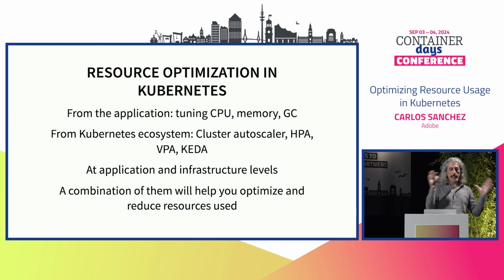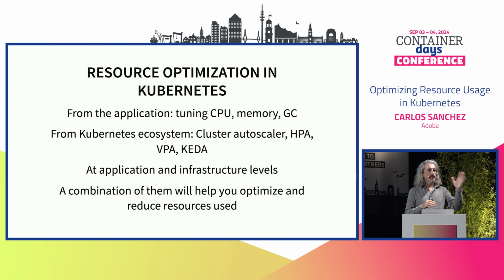So to sum it up, before you can go to lunch, there's a bunch of things that you can do from the application side: tuning CPU, memory, garbage collection in Java. But from the Kubernetes ecosystem, you can use the cluster autoscaler, HPA, VPA, KEDA, all these different things. Open source, they're there, free. And you can do this resource optimization at both levels. Having a combination of both will help you improve the resource usage of your clusters.